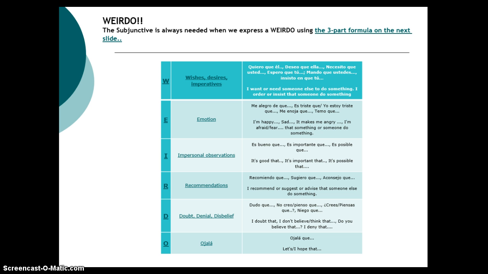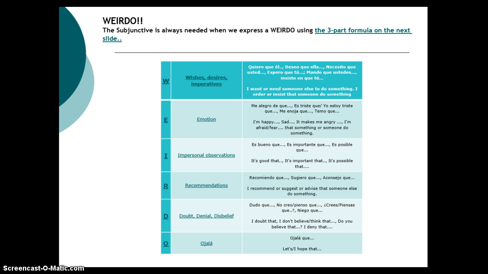I is impersonal observations, anything that starts with es bueno que, es importante que, es posible que. We've worked with those quite a bit. R is recommendations, which we've also worked with quite a bit. We will also have talked about ojalá, as well. And then we'll come back to doubt, denial, and disbelief in another presentation.